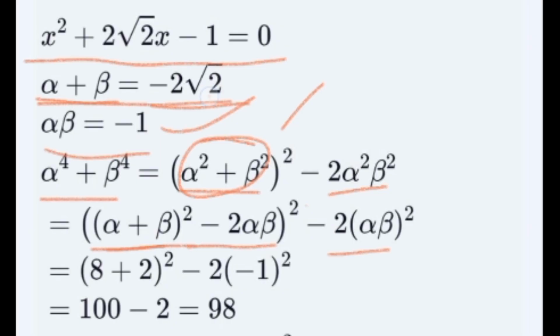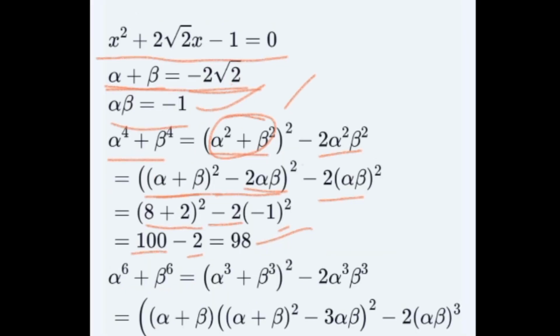What is alpha plus beta? 2 root 2 whole square means 8. So minus alpha beta means minus 1. So minus 2 into minus 1 plus 2, 8 plus 2 whole square, minus 2 into minus 1 whole square. So 8 plus 2, 10, 10 square means 100. So minus 1 square, 1 into 2, 2. This value is 98. This is alpha power 4 plus beta power 4.